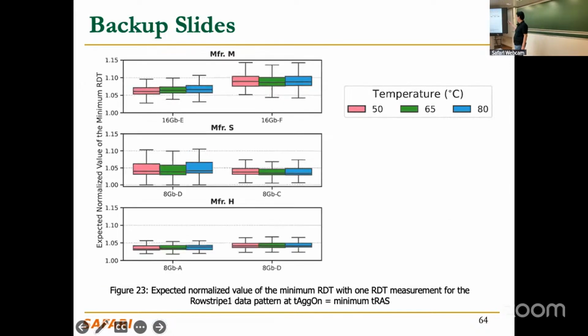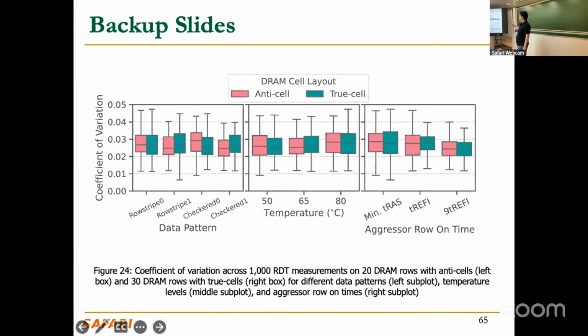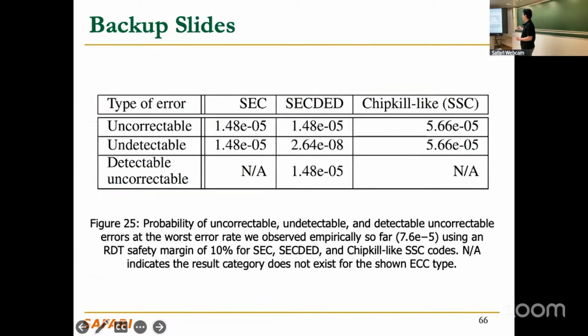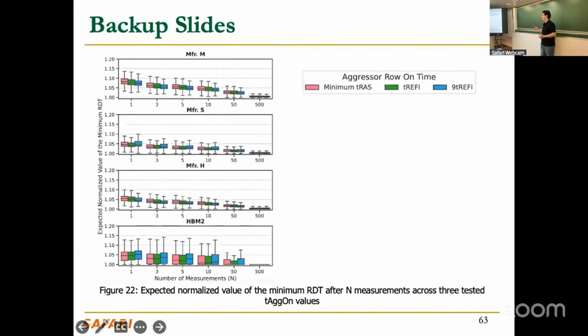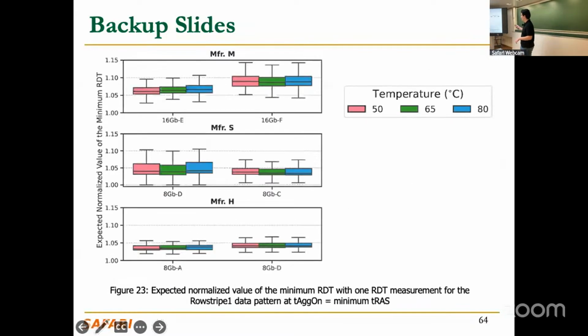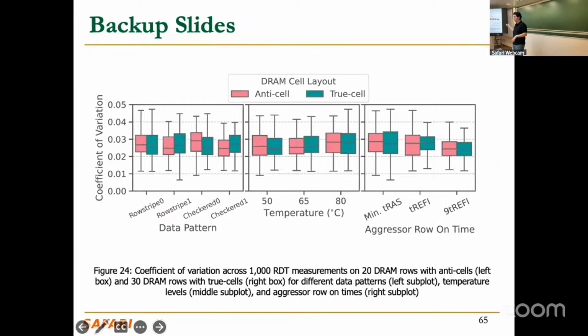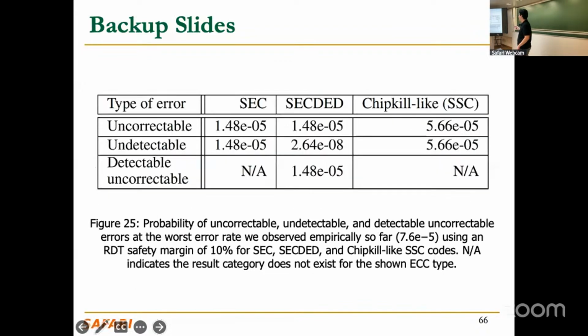So this is temperature. They vary the temperature across different manufactured chips here to see the effects. There are also a lot of things I wanted to talk about, like the data patterns and the effects of the data patterns that they have here. But unfortunately, if I talk about all of them, we're not going to finish in time. So I put it in the backup slides. If you have any questions, maybe we can ask from here.